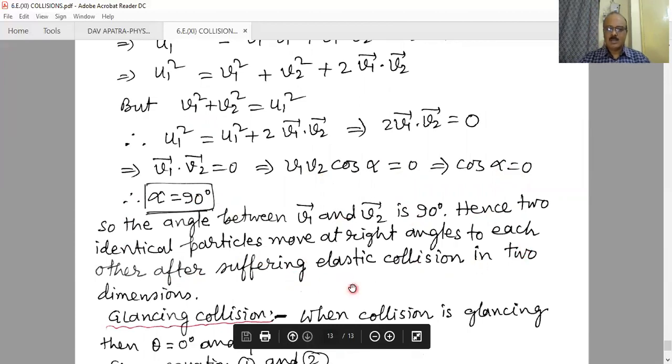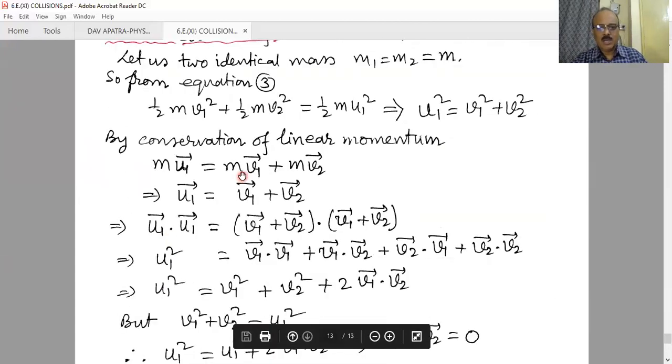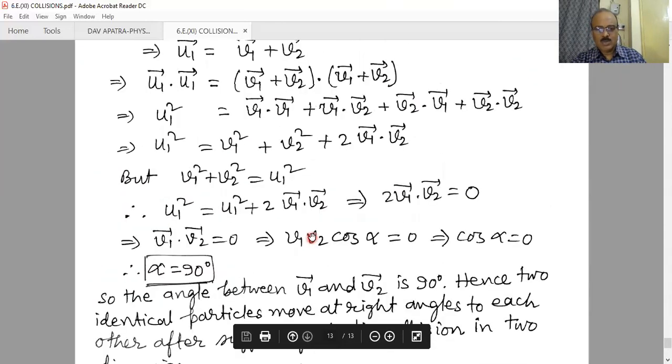The collision is elastic, number one, and the masses of the two colliding objects are the same. Then after the collision, they will move at right angles to each other. That means the angle between the two will be 90 degrees, and you can easily prove this with the help of this dot product method.